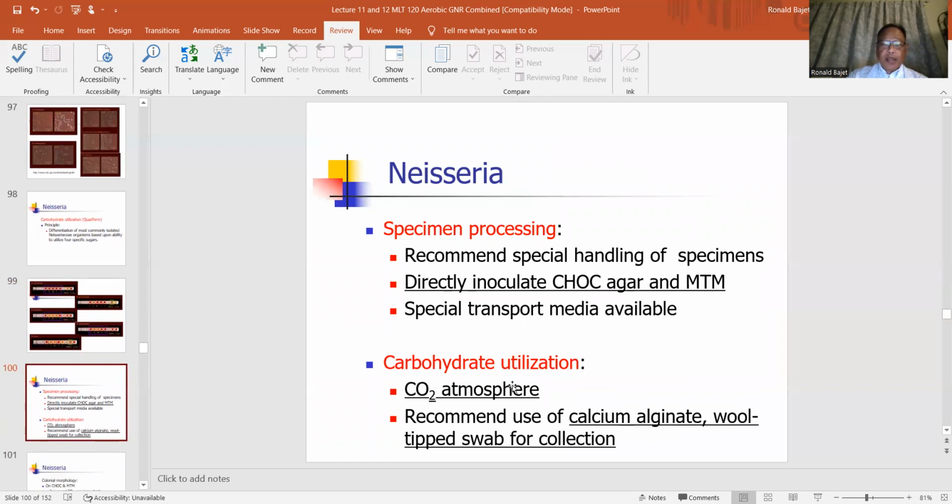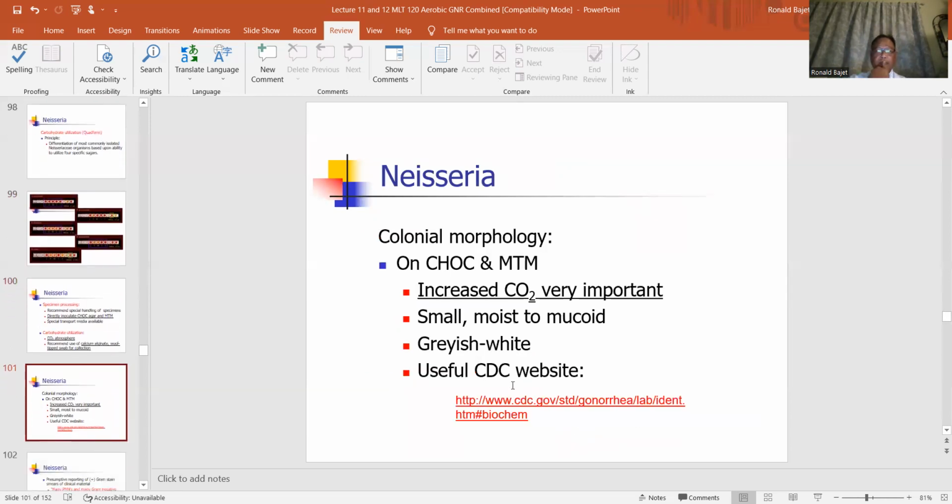Okay, so specimen processing: directly inoculate chocolate agar and modified Thayer-Martin, and transport to the laboratory, preferably in the Gembec where you have CO2 with the culture. Once you're in the laboratory, you're going to incubate in a CO2 incubator. And recommended use for the swab: use a calcium alginate wool tip swab for collection.